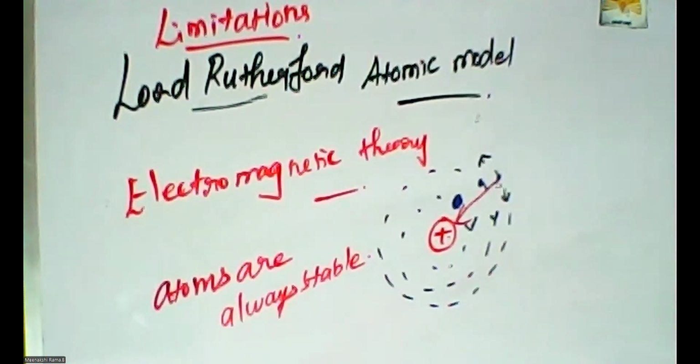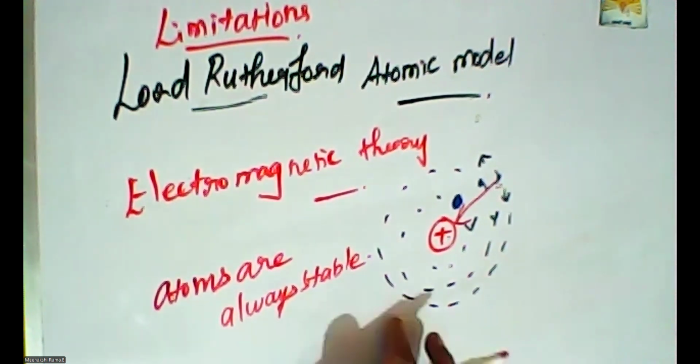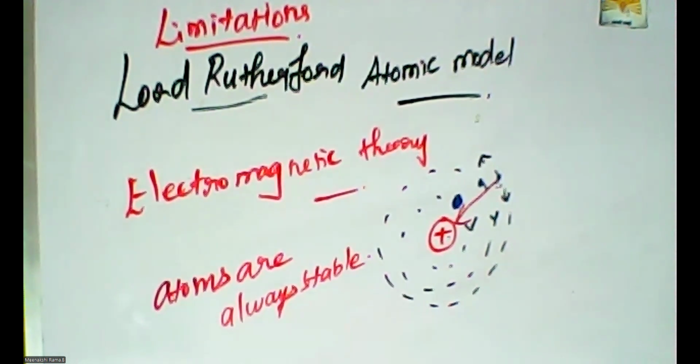So this is not an acceptable concept for his theory. So atoms are always stable. The Rutherford model failed to explain the stability of an atom. So what is the limitation? The stability of an atom is not explained. So this is the limitation.